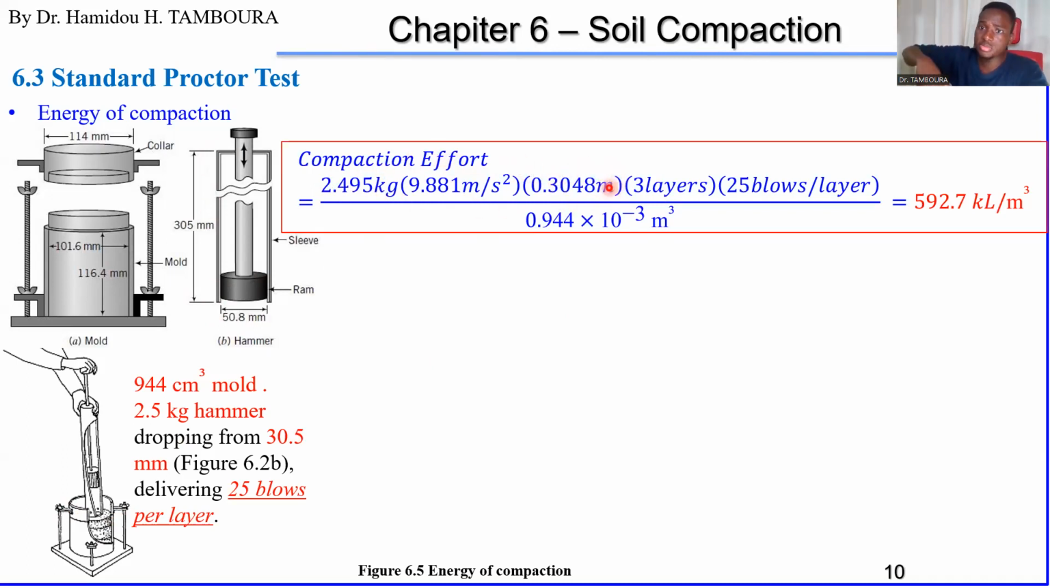But you drop it 25 times. And 3 times 25 times. So you have to multiply by 3 layers and 25 blows per layer, divided by the volume to have the energy per unit volume. The volume, as you see here, you convert this cubic centimeter to cubic meters. Okay, so I'm not sure if my calculation is good, but maybe you will get around this value.